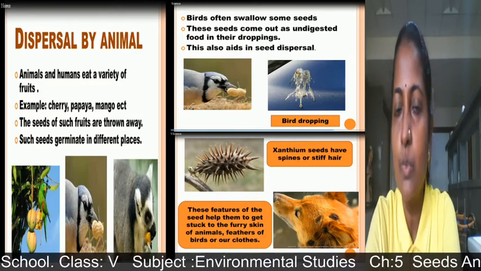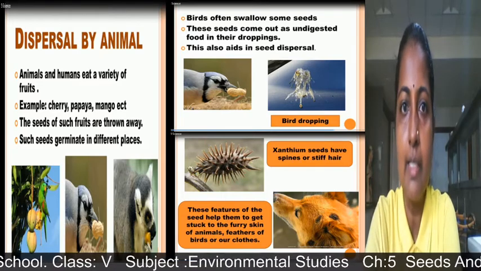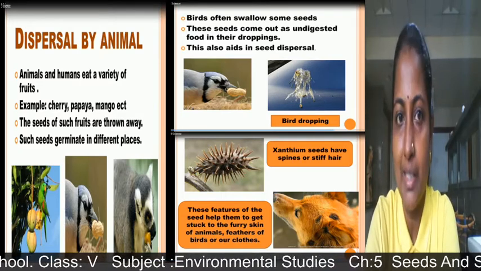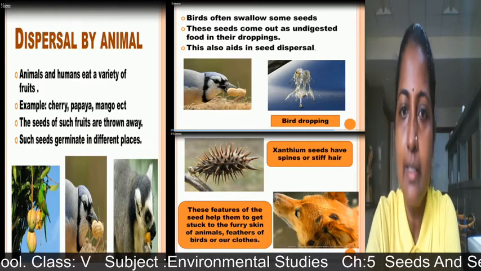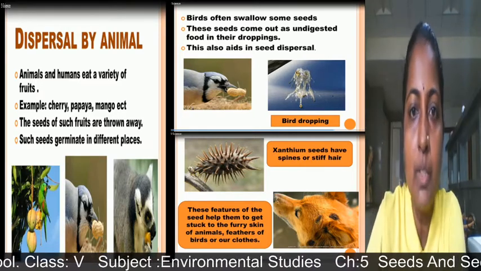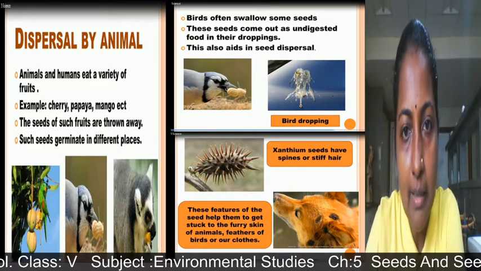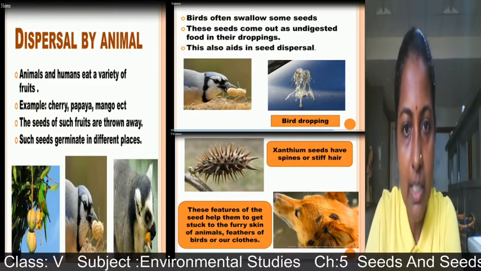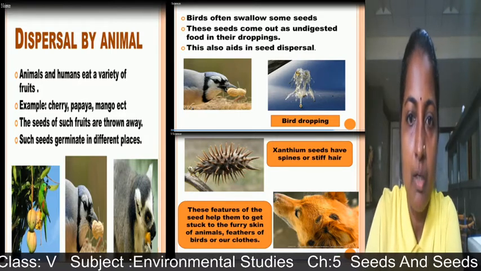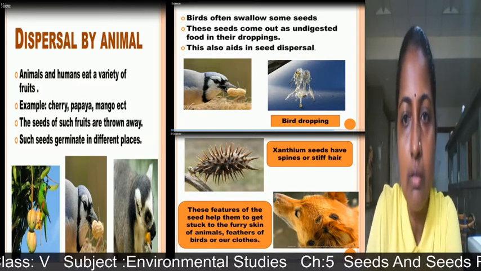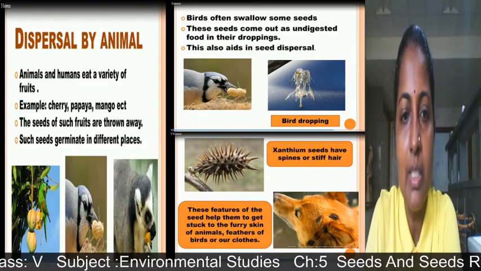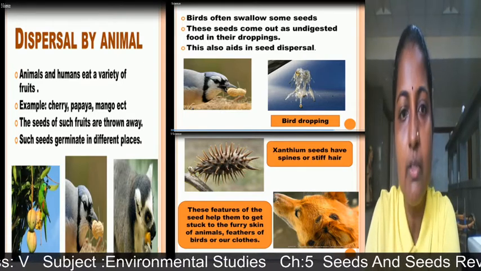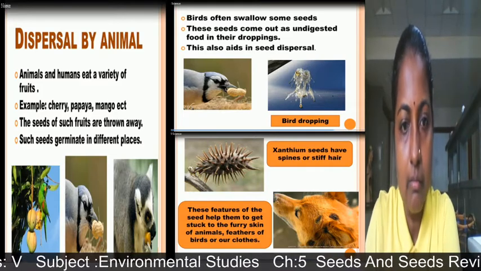Birds often swallow some seeds. These seeds come out as undigested food in their droppings. This also aids in seed dispersal. Here you can see that through birds' droppings, seeds are dispersed, and after getting favorable conditions, the seeds can germinate. Xanthium seeds have spines or stiff hair which can stick to animals' fur or humans' clothes. You can see on the dog's fur, the seeds are sticking.